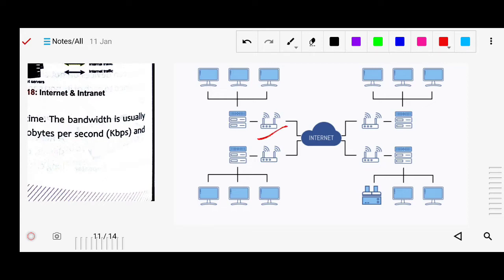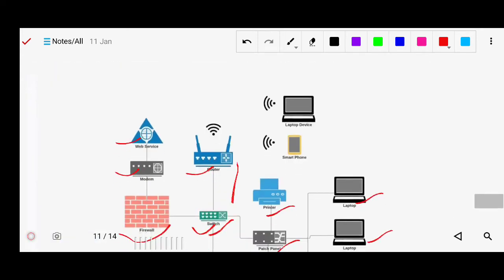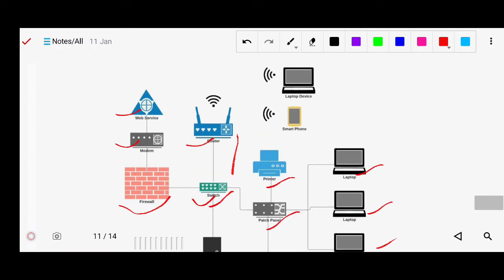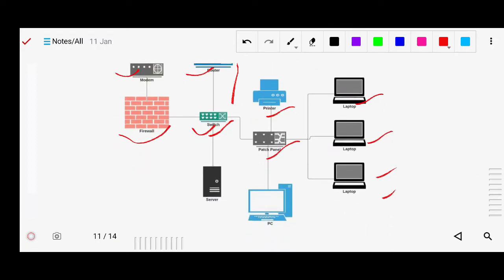You can see these are the modems and the structure formation. Here also you can see through the internet, through the modem up to the firewall, routers. By the help of switches, it goes to the router. Through these switches, printer panel, and here some laptops are connected. Through these routers, mobile and laptops are divided. So how these networks are formed, you can see in this way. Actually the networks are formed.